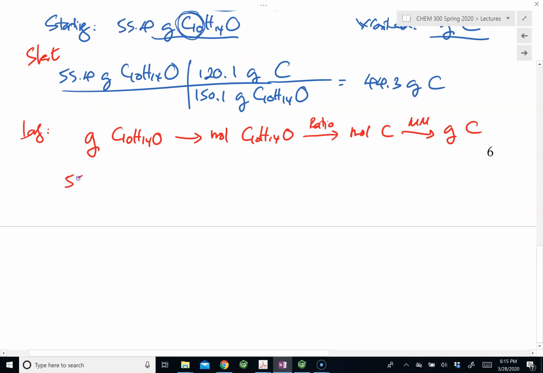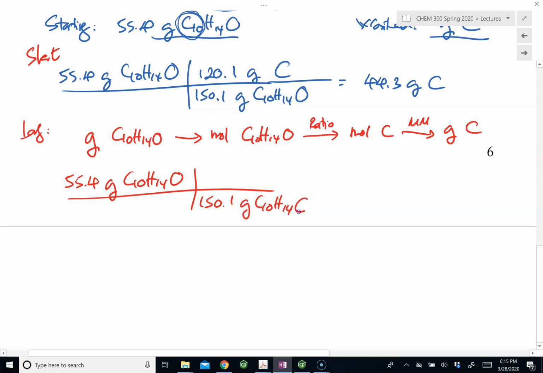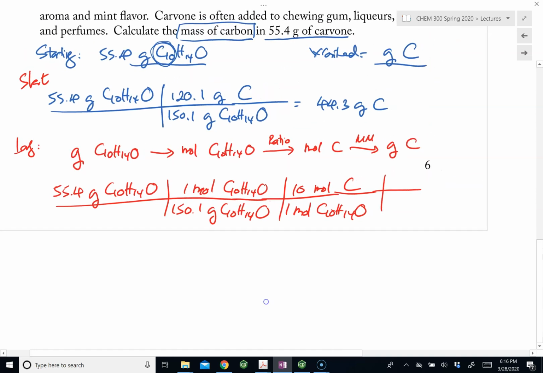And now let's do it. 55.4 grams of C10H14O, and the molar mass of carvone here is 150.1 grams of C10H14O over 1 mole. Now for every 1 mole of carvone, there will be 10 moles of carbon. And for every 1 mole of carbon, it weighs 12.01 grams of carbon. When we solve this, the answer will be the same thing, 44.3 grams of carbon.